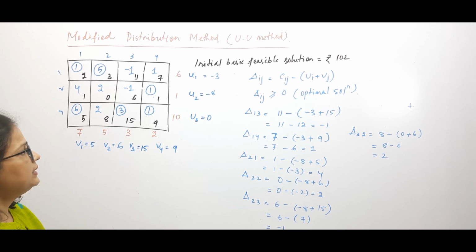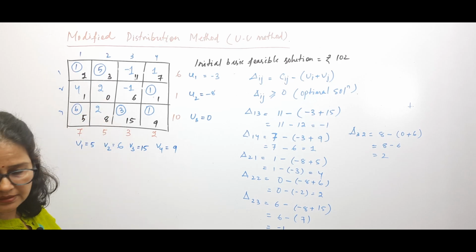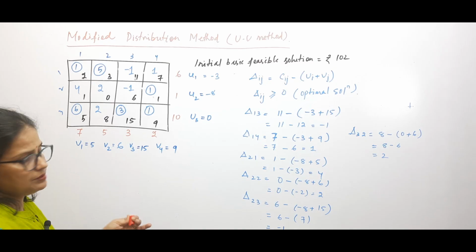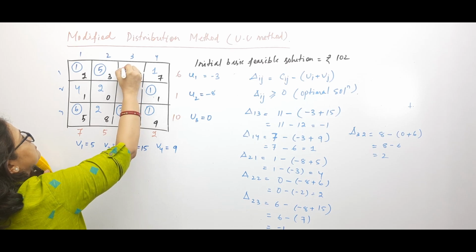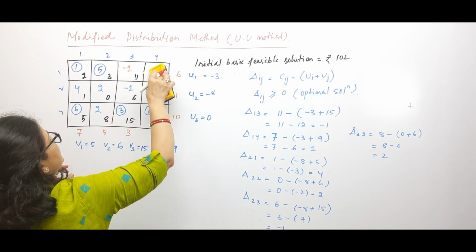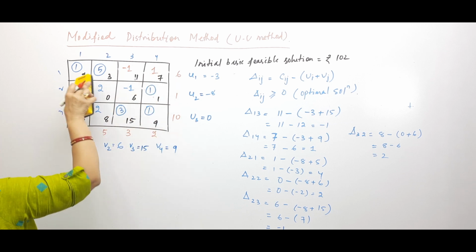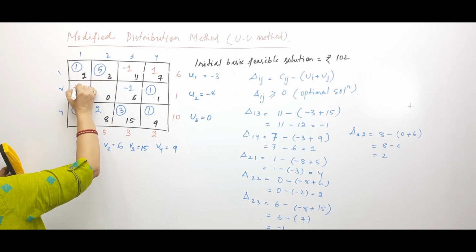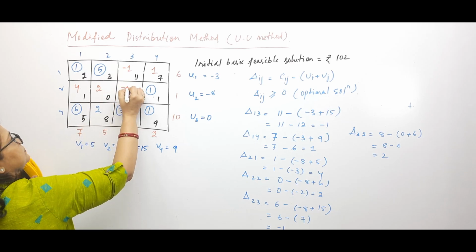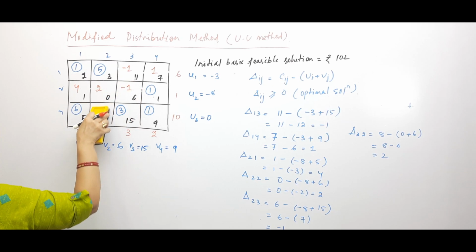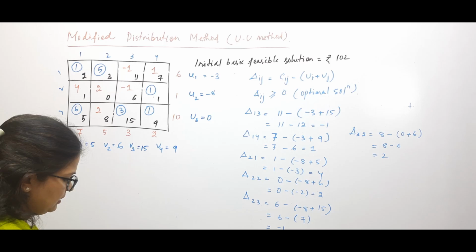Now these are our delta values, writing in red color so that they are prominent. This is minus 1. This is minus 1. This one is 1. This is 4, 2, 4, 2. This one is minus 1. And this is 2. We have finished with the delta values.